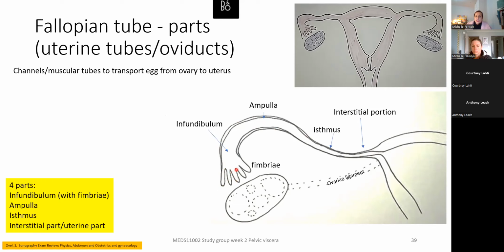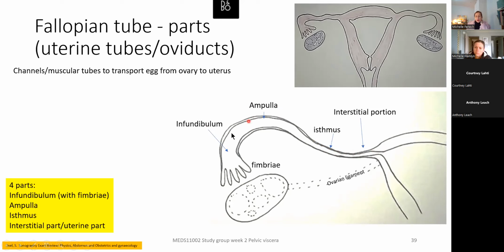So the finger-like projections are called the fimbriae. And then there's an infundibulum. Then there's an ampulla. An ampulla is usually a widened connection. We will see the term ampulla in a couple of different areas of the body, the same as we will see the isthmus in a couple of different areas of the body. And then the interstitial portion. This is the portion of the fallopian tube straight after it's connected to the uterus. So there are four different areas or parts of that fallopian tube.